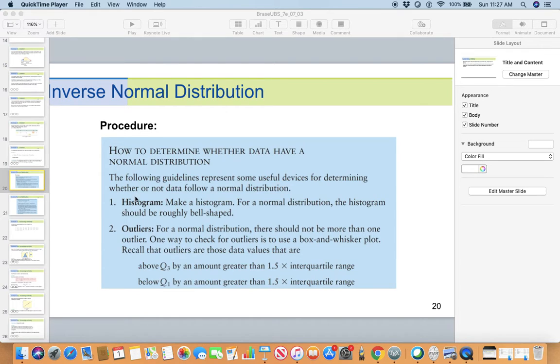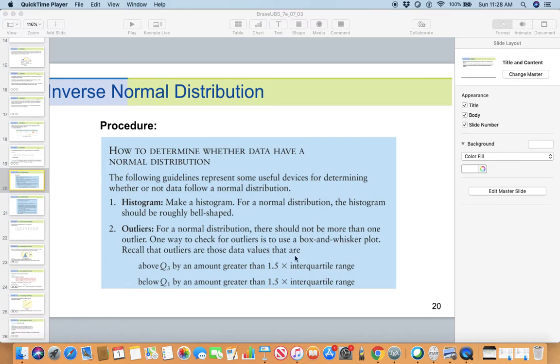First, build a histogram. For a normal distribution, the histogram should be roughly bell-shaped. Second, outliers. For a normal distribution, there should not be more than one outlier. How do you check for outliers? Well, use a box and whisker plot.